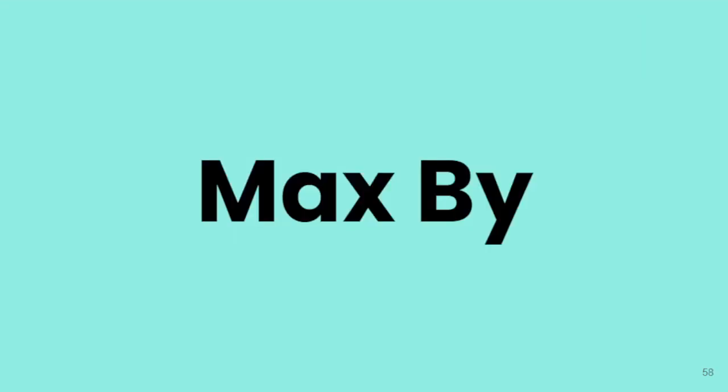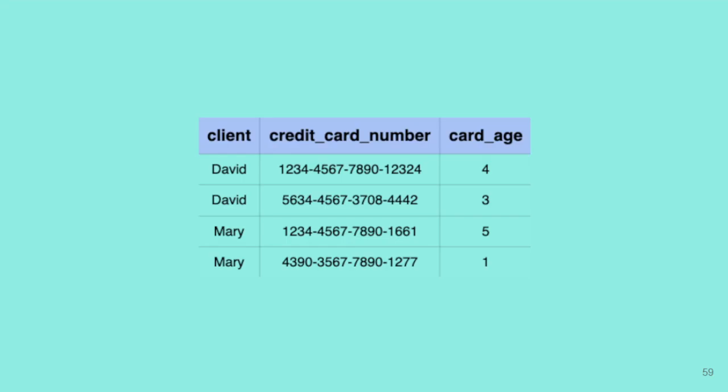Max by. Okay, imagine you want the oldest card number per client. So we want to group by client, identifying the max value for card age for each client, and retrieve not the age itself, but the number that is associated with it.